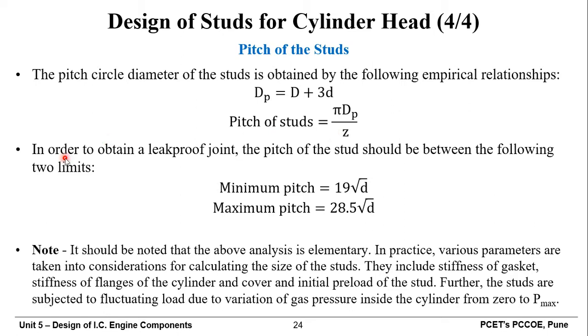In order to obtain a leak-proof joint, the pitch of the stud should be between the following two limits. The minimum pitch should be 19 square root of d, where d is nominal diameter of the stud, and maximum pitch is equal to 28.5 square root of d. So we need to make sure that the pitch of the stud is between these two limits. Whenever you are solving any problem, at the end, once you get the pitch of the stud, make sure that it is between the minimum and maximum value.